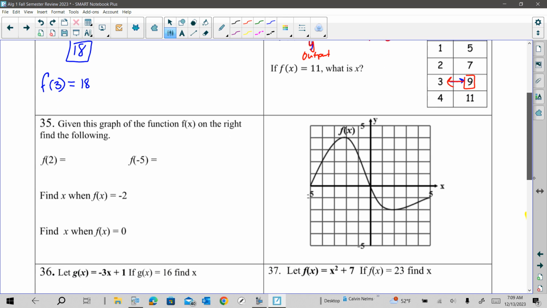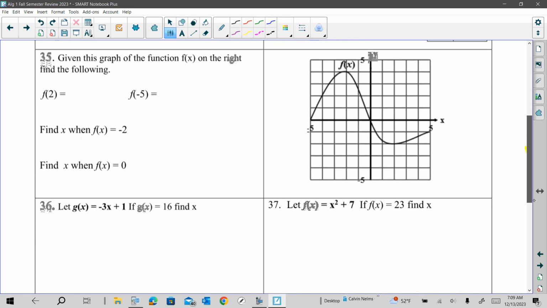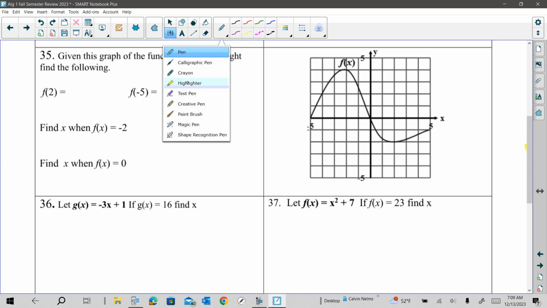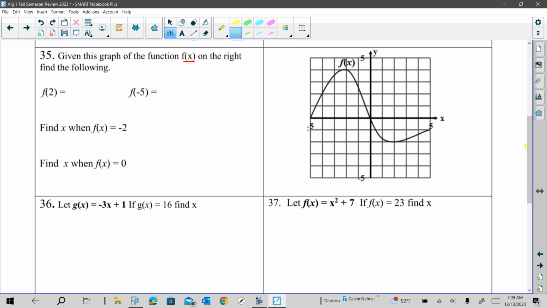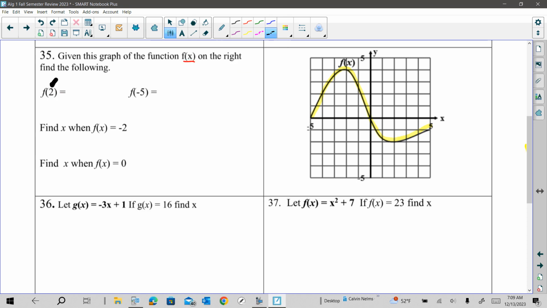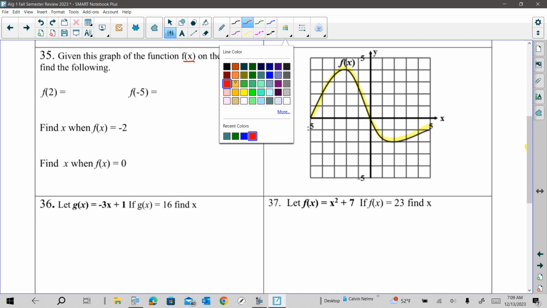Now to read it off of a graph, you have to remember that the given graph is the function f of x. So let me get my highlighter real quick. The f of x is this whole curve. So we have to find our answer on the curve somewhere. So if I'm doing f of 2, we have to remember the 2 represents what part? The 2 represents the x.